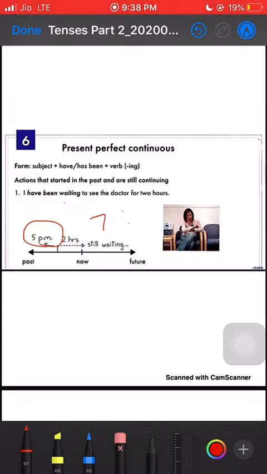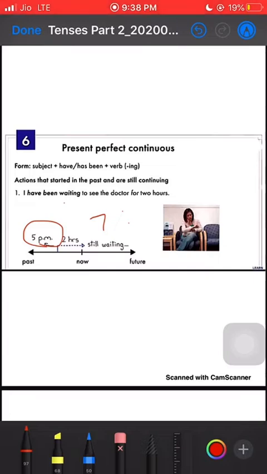So the present perfect continuous tense talks about an action that started in the past and is still continuing. जो अभी भी चल रहा है, शुरू वो पहले हुआ है past में, but चल वो अभी भी रहा है, that is still continuing. In this sentence, we can also say I have been waiting since 5 p.m. Now, what is the difference between for and since? So, for talks about the amount of time, like 2 hours, and since is used to mention the starting point of the action, like 5 p.m.